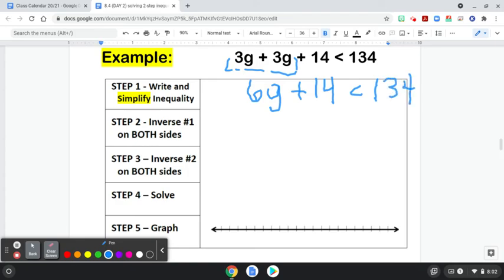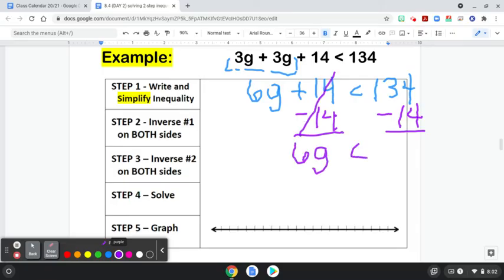My first inverse is going to be the opposite of adding 14. I'll subtract 14 from both. The 6G term is still on the left, but the 14s have canceled out, being opposites. And there's a 120 left on the right.